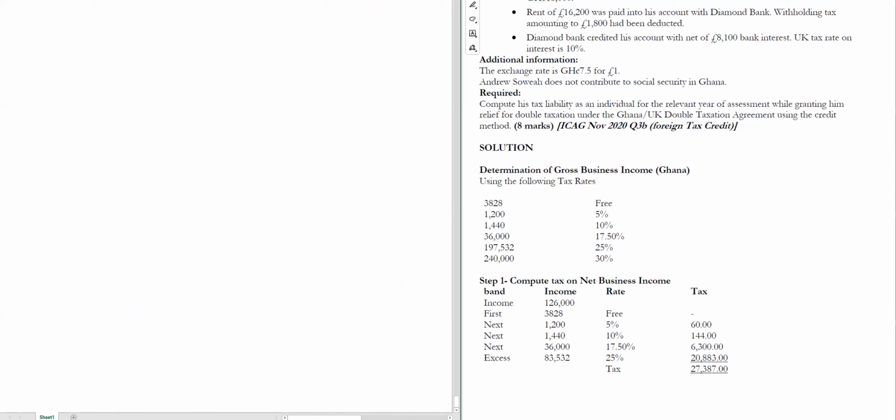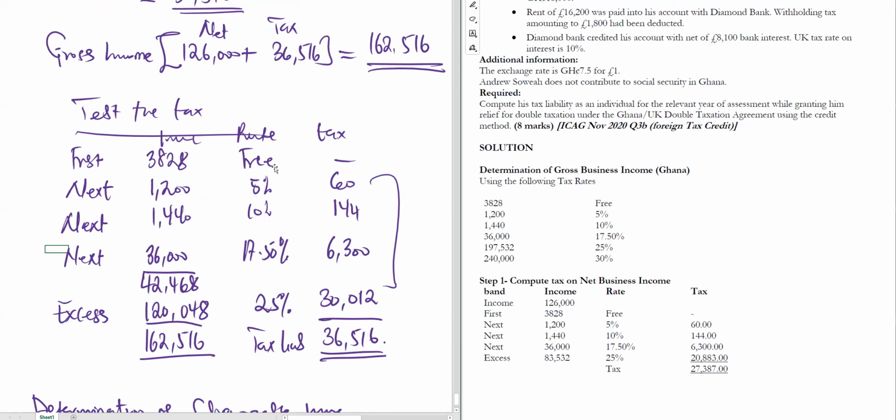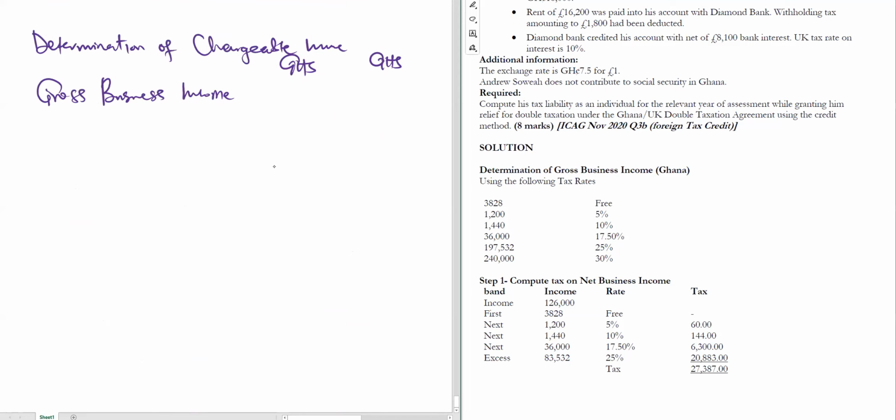So that means determination of chargeable income. Let's get our chargeable income now. So we start with our gross business income, right? All income must be grossed up. So what's our business income now? The one we grossed up plus the tax. It was 162,516, right?